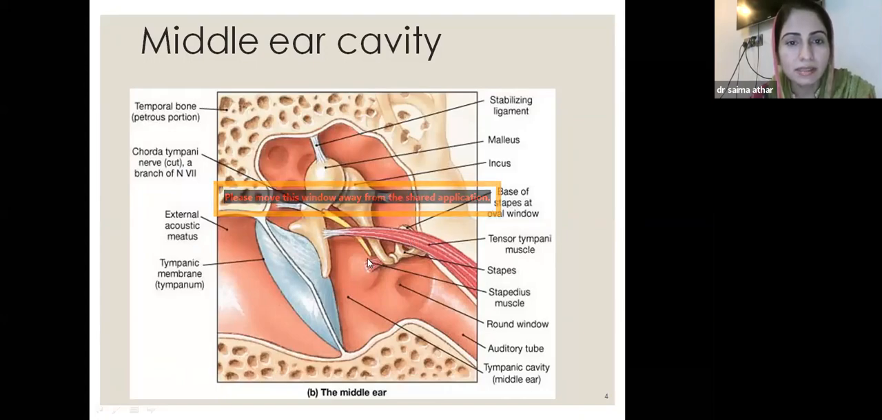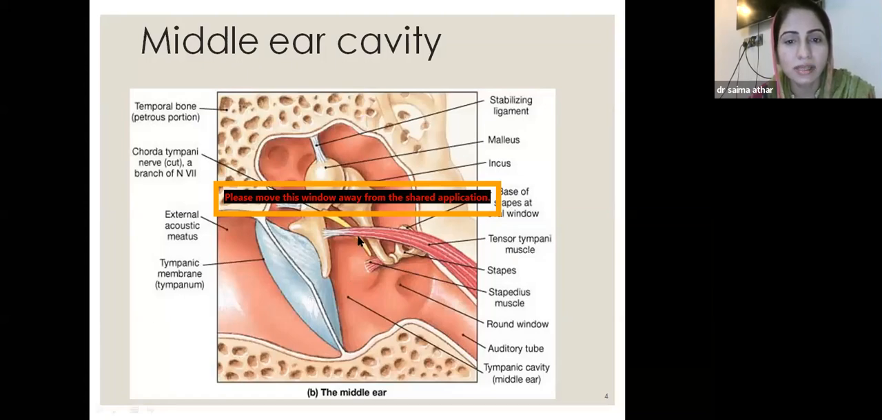There are ligaments, and there are nerves which are crossing the middle ear cavity, especially the seventh cranial nerve, the facial nerve, and one of its branches. They are lying inside their own bony canals. They are not lying within the cavity, they are crossing it. And another is the chorda tympani.